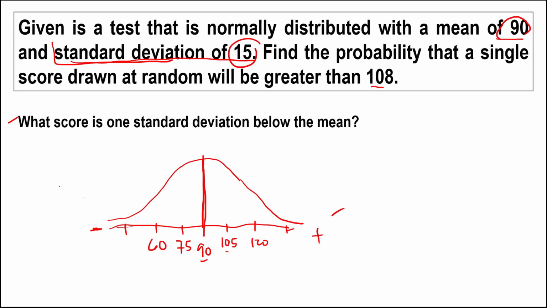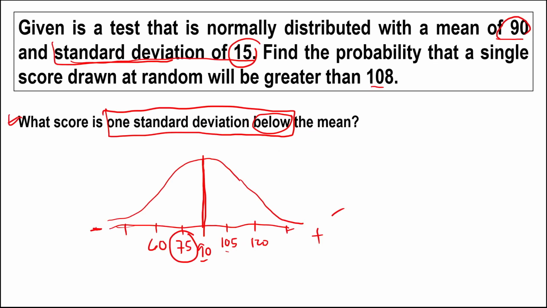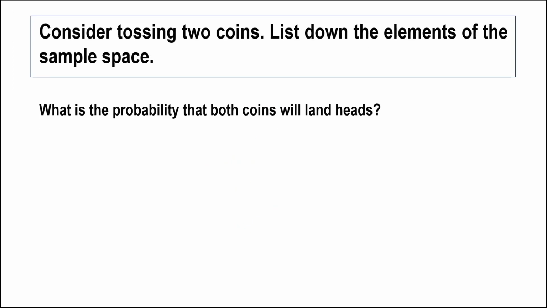So therefore, to answer this problem, what score is one standard deviation below the mean? The score is 75. And for this problem, what score is one standard deviation above the mean? One standard deviation above the mean is 105.